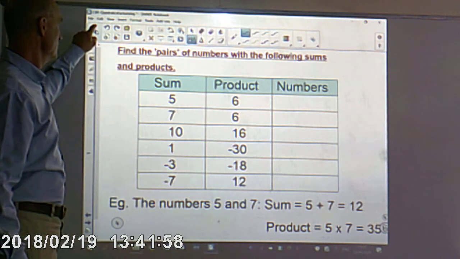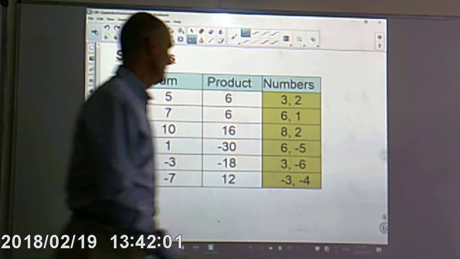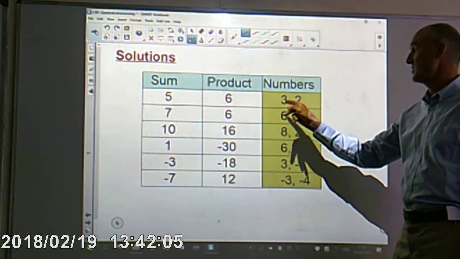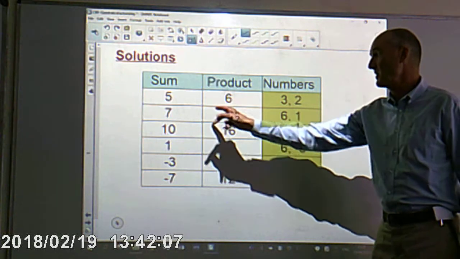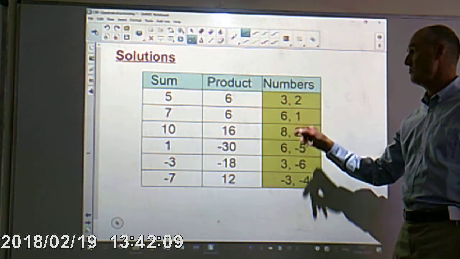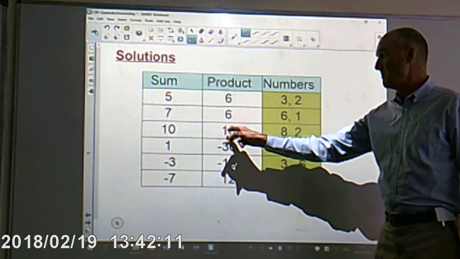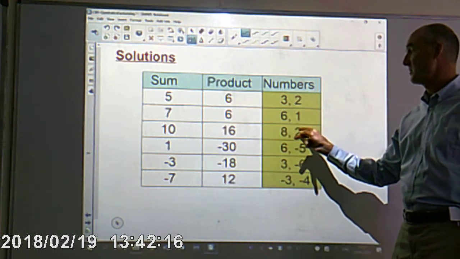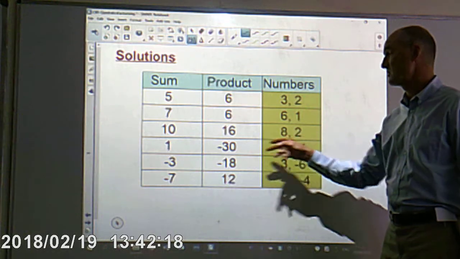So, by way of solutions, two numbers that add to make 5 but multiply to make 6: 3 and 2. Add to make 7, multiply to make 6: 6 and 1. Multiply together to make 16 but add together to make 10: 8 multiplied by 2 gives me 16, 8 plus 2 gives me 10.